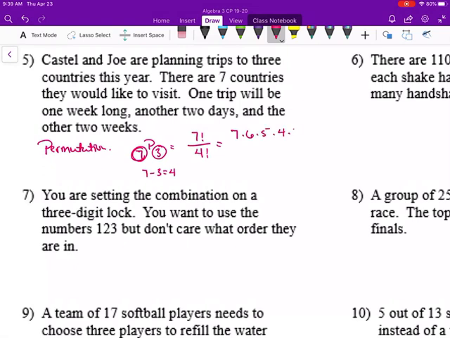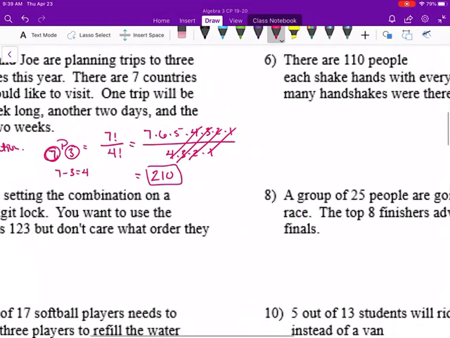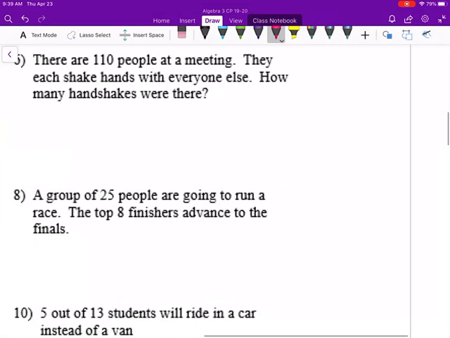So that is 7 times 6 times 5 times 4 times 3 times 2 times 1, and the bottom is 4 times 3 times 2 times 1. So all of this is going to cancel out. Really, you're left with 7 times 6 times 5. So 42 times 5 is going to give us 210 possible permutations. So that's how you're going to do 5.